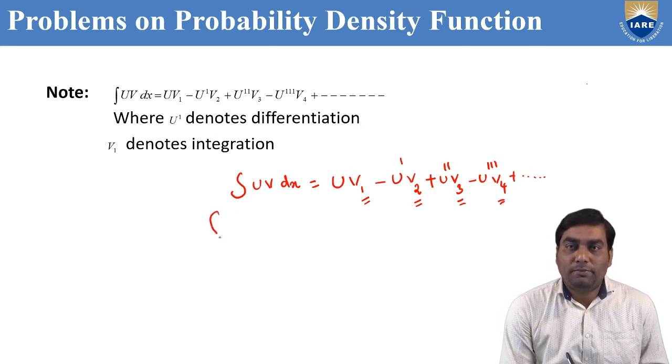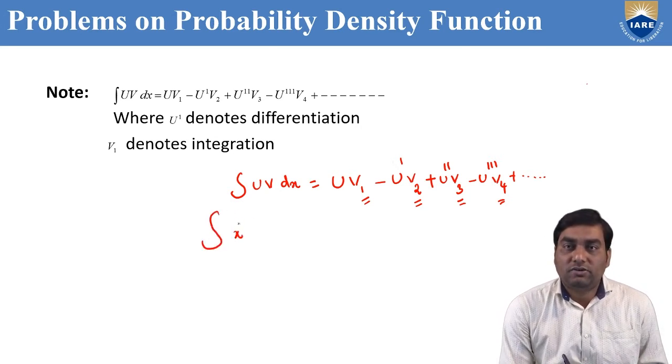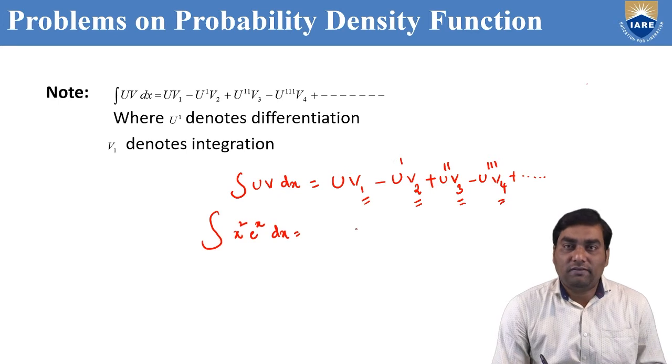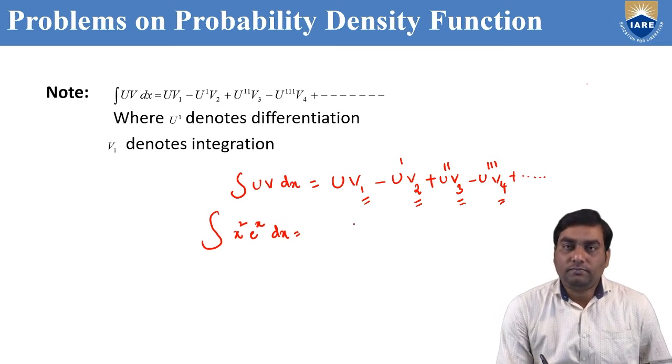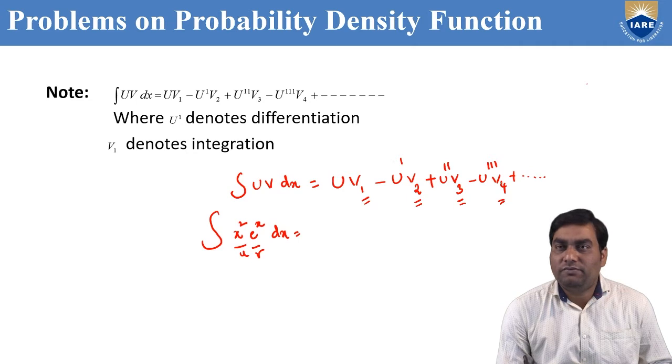Suppose, same example, if I take x square e power x dx. Square is there, that's why in the previous intermediate level formula, we can do 2 times integration. But here, we can do it in a single step. First, identification of u and v. x square is u, e power x is v, according to the IARE process. Only you remember this first step formula.